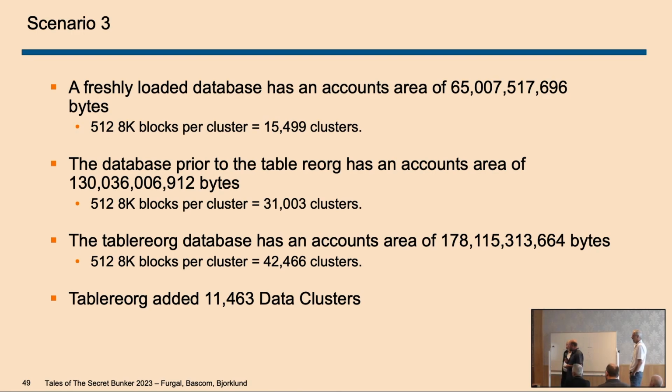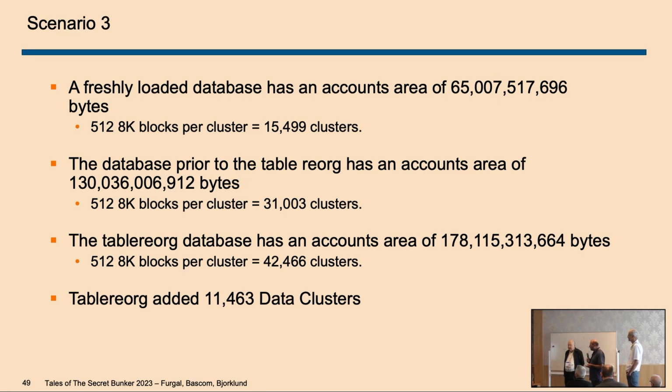After the table reorg, the account area grew, still the same math. It grew to 42,466 clusters, which is an additional 11,463 clusters. Not how I thought this was going to work. When you look at the slides that we had in theory, you would think you would add 2 clusters, 4 clusters maybe, and the process would just be able to keep up, moving through the clusters and filling up behind it, having some gaps.